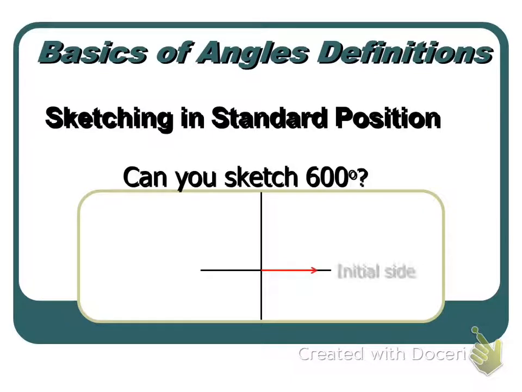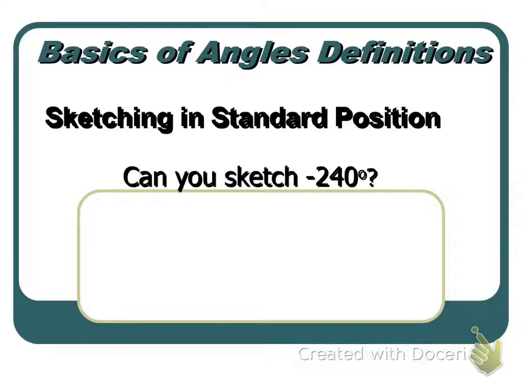All right. Now, we can also think of angles being sketched in a negative direction. Instead of going in a counterclockwise direction, negative angles go in a clockwise direction. So to sketch negative 240 degrees, we're still going to have our initial side on the positive x-axis. We'll start here and go 90, 180, plus 60 more, which ends up somewhere in the second quadrant. That's negative 240 degrees.